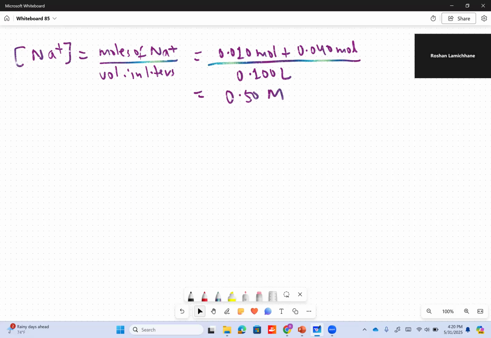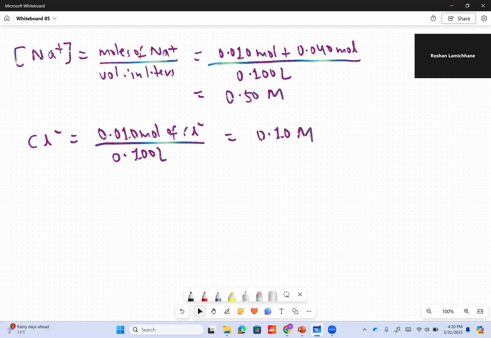So my Na+ concentration in that final mixture is going to be 0.50 molar. I'm going to do the same thing with Cl-. Good thing was only one solution had Cl-. The number of moles of Cl- we calculated at 0.010 mole. Total volume in liters is 0.100 liters. Do the math, you're going to end up with 0.10 molarity, or moles per liter, same thing.